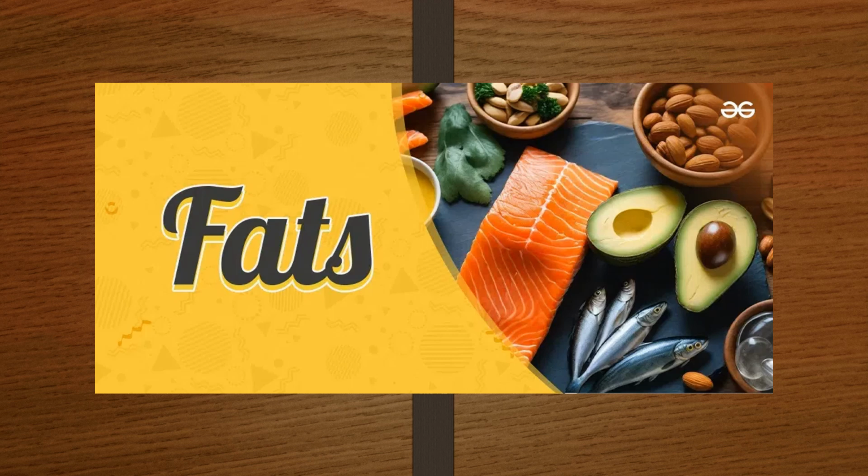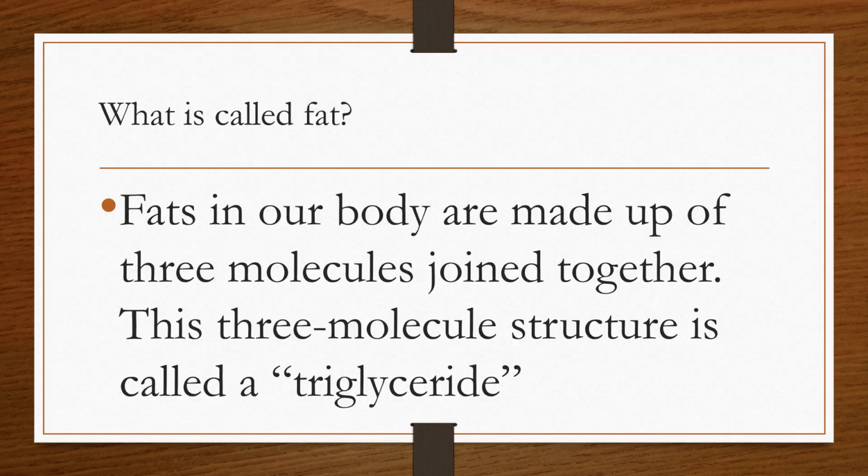Understand my point? Define fats. What is fat? Fats are esters of fatty acids and glycerol. Fats build cell parts and supply energy for cellular activities. What is called fat? Fats in our body are made up of three molecules joined together. The three molecule structure is called a triglyceride.